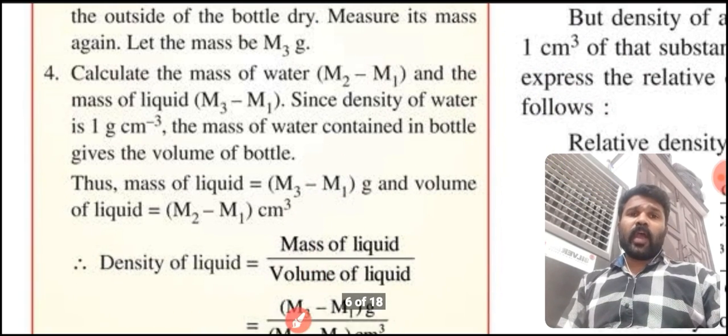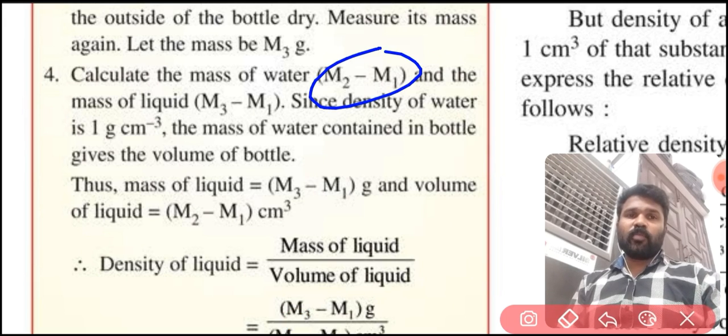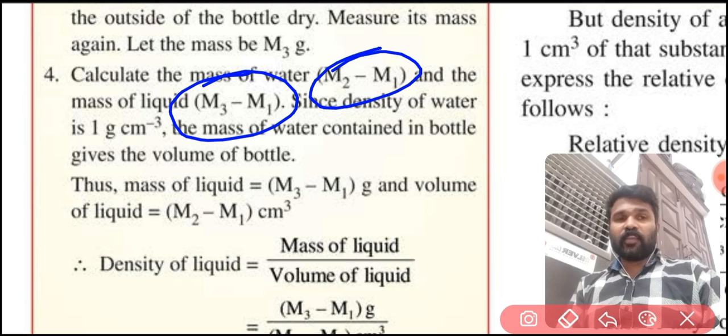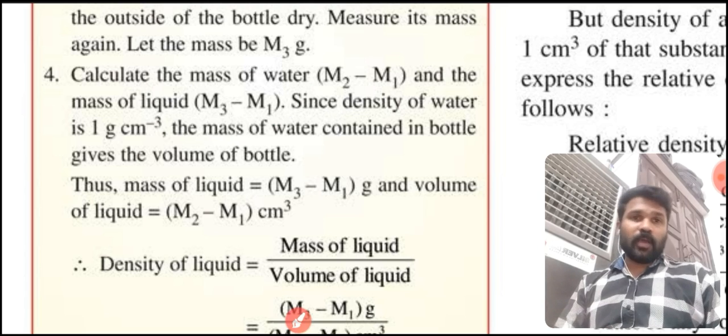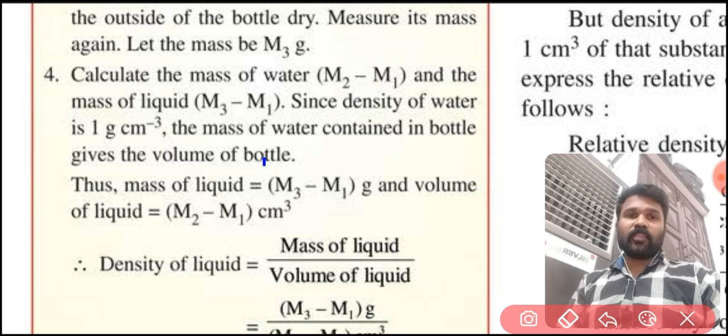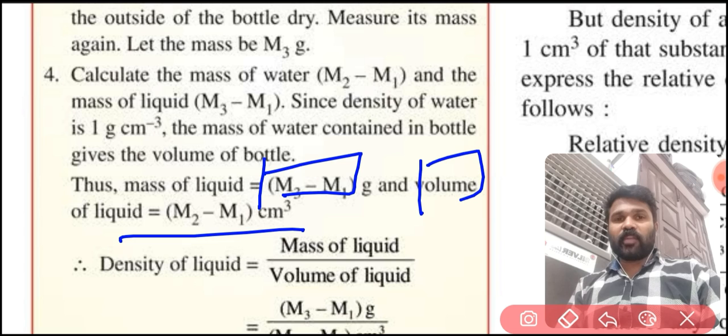Okay. Now calculate the mass of water by the relation m2 minus m1, and the mass of liquid by the relation m3 minus m1. Since the density of water is 1 gram per centimeter cube, the mass of water contained in the bottle gives the volume of the bottle. Thus, mass of liquid is m3 minus m1, and volume of liquid is m2 minus m1 centimeter cube.